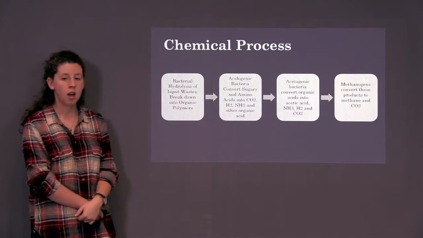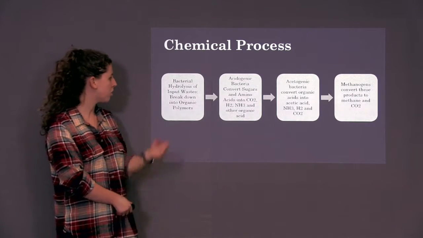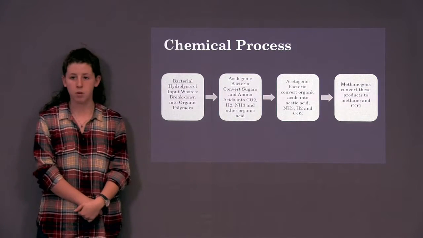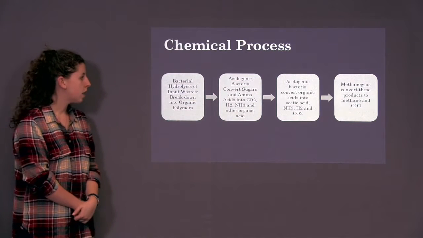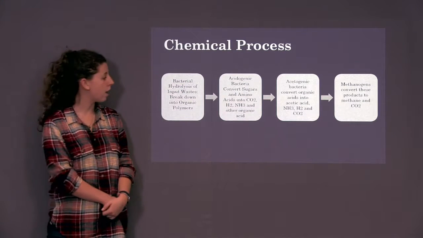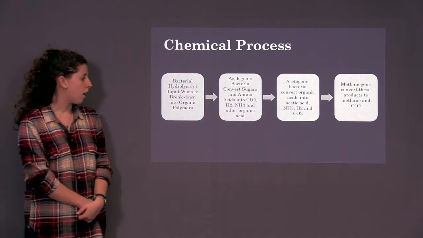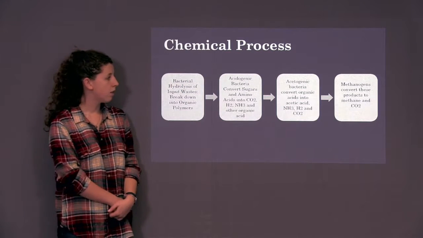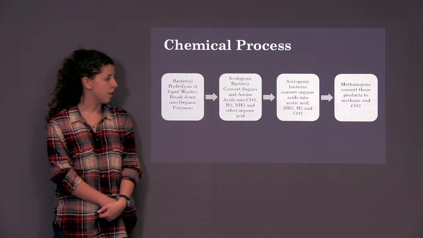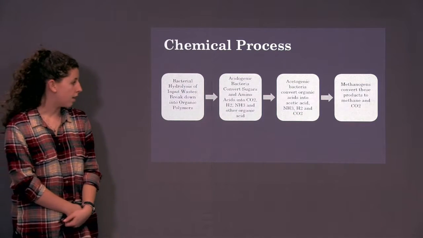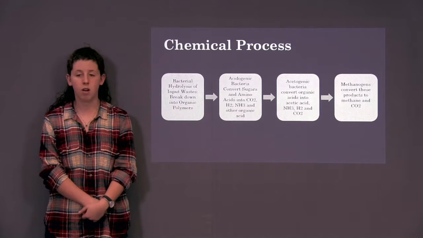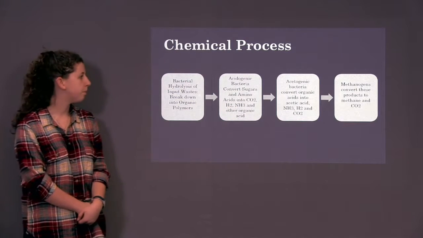the processes. The chemical process for anaerobic digestion starts out with a bacterial hydrolysis of input waste. This just basically breaks down the waste into organic polymers. The next step is acidogenic bacteria converting sugars and amino acids to carbon dioxide, hydrogen, ammonia, and other organic acids. Then there's acetogenic bacteria that convert organic acids into acetic acid, ammonia, hydrogen, and carbon dioxide again. Methanogens convert these products to methane and CO2, and you also have your solid co-product remaining from that.